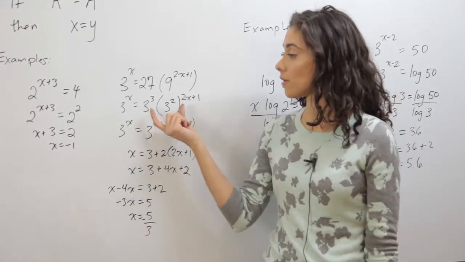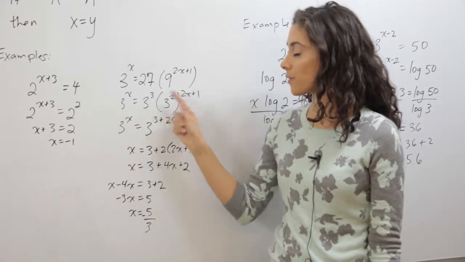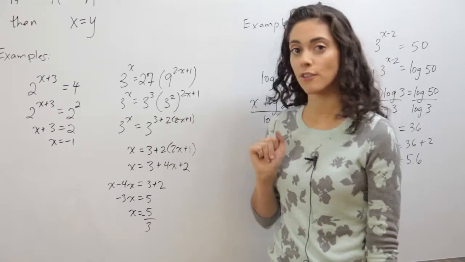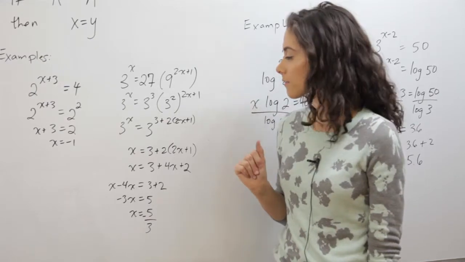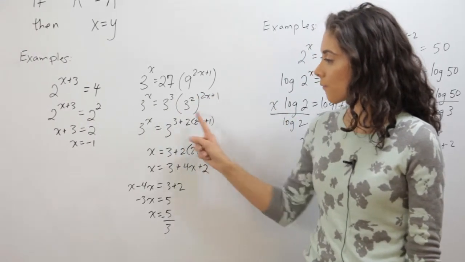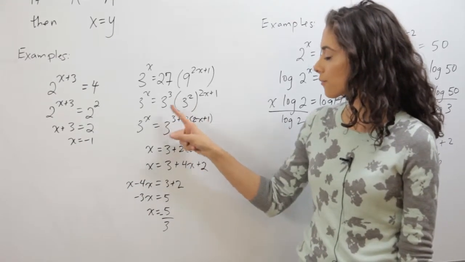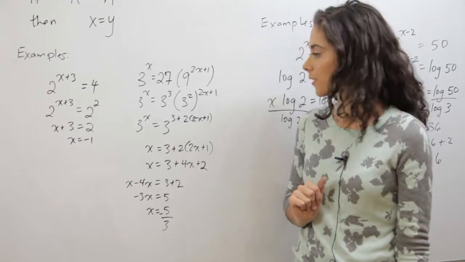Remember that if you're multiplying two things with a common base, we can simply add the exponents. And recall that if you've got something raised to an exponent and then another exponent, we need to multiply the exponents. I have to multiply these two things and add it to there. That results in this. Now we've got 3 all to the power of 3 plus 2 times 2x plus 1.